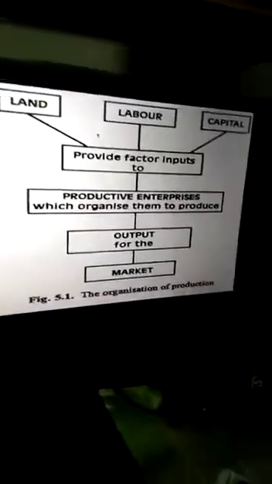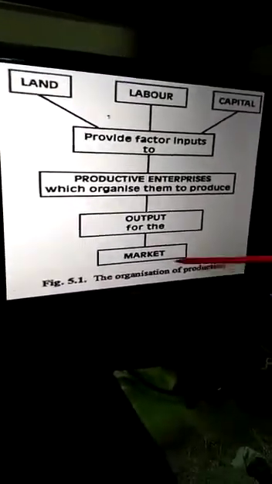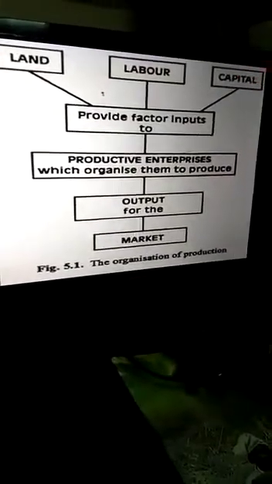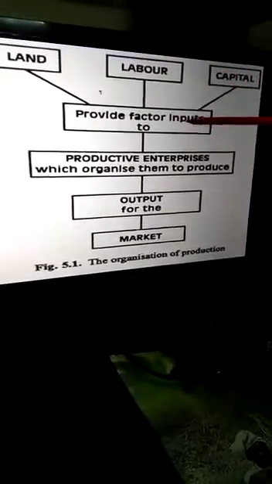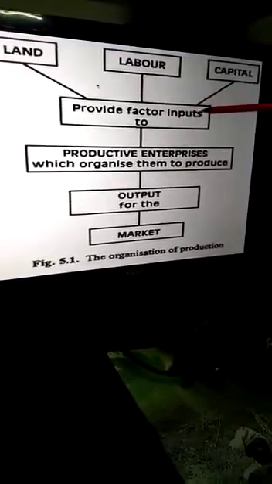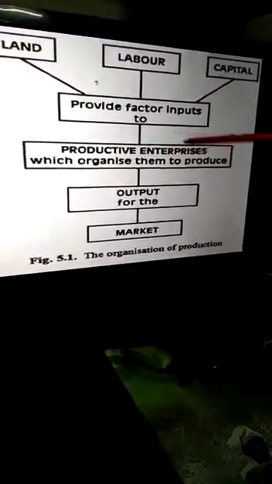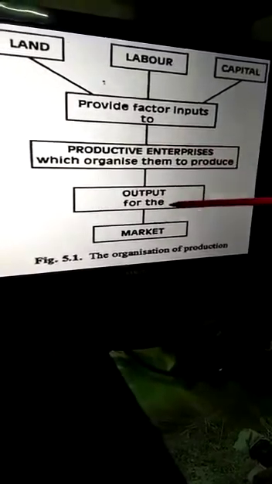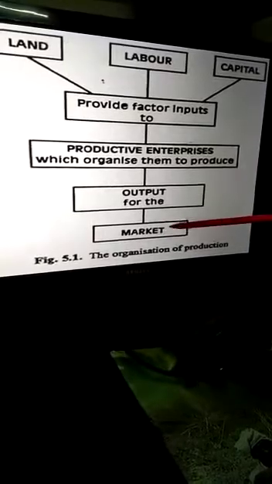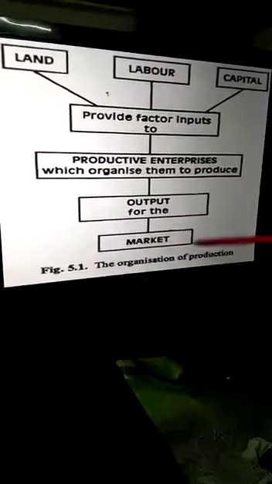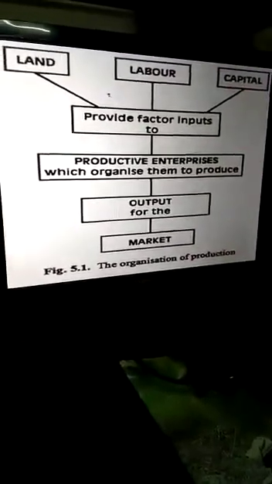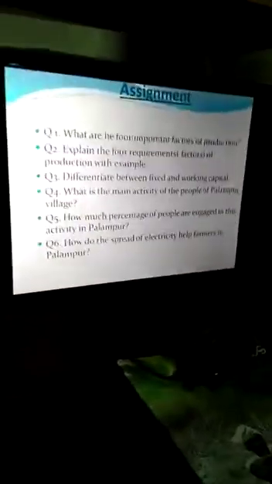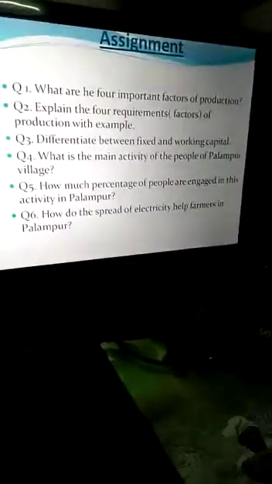This is the flow chart of the production process, the organization of production. Land, labor and capital, physical capital and working and fixed capital, are all required to provide factor inputs. And then human capital, enterprise and organizations together bring the output to the market as goods and services, and in this way the whole production process goes on. Understand? So all the 4 factors are required here for the production process. I think you will understand now, students.